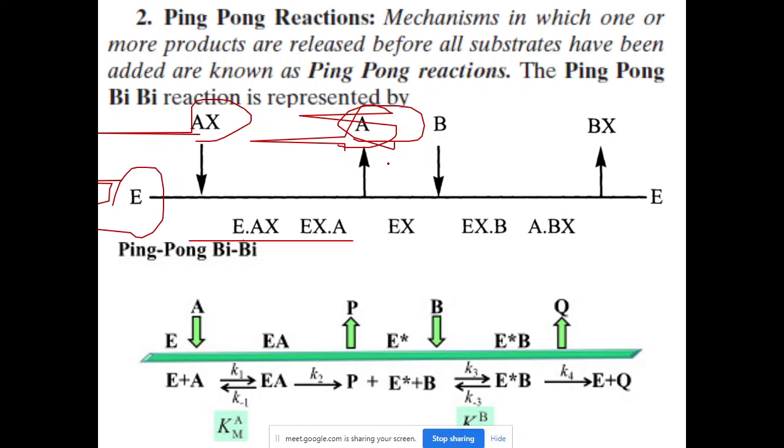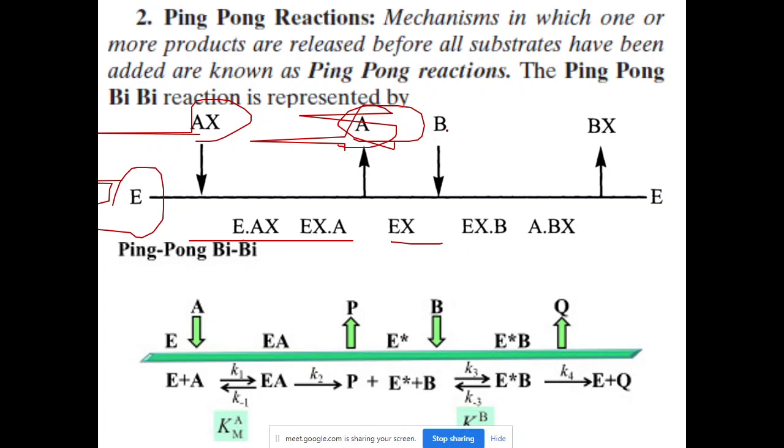Yes, Father. Okay. So there is a free enzyme to which the first substrate AX combines, and after AX combines, the functional group X is transferred to E. As a result, it leads to the release of the first product A. Once the first product A is released, what is left is EX. And to this EX, the second substrate B comes to bind.